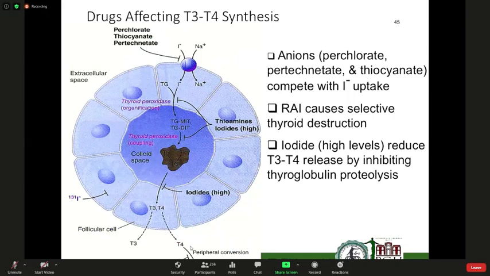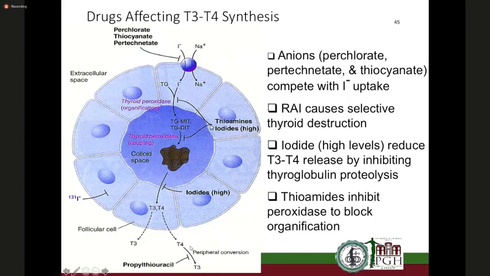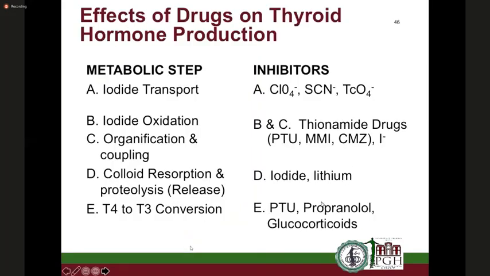And the thionamides block the two steps that are brought about by thyroid peroxidase enzyme. That's the organification and the coupling reactions. It's thionamides as well as actually high dose iodides that inhibit those synthetic steps. And for peripheral conversion, it's PTU, propranolol, and glucocorticoids.